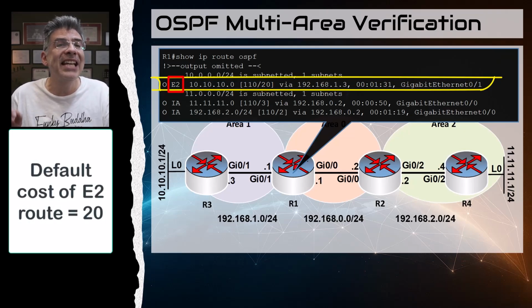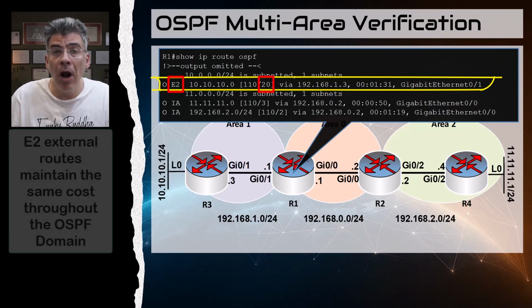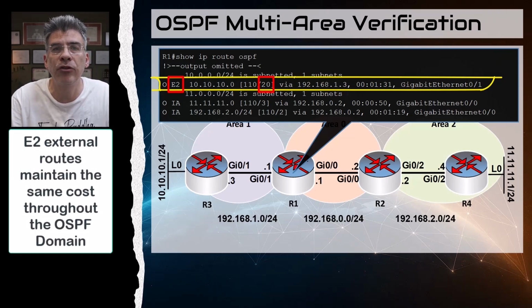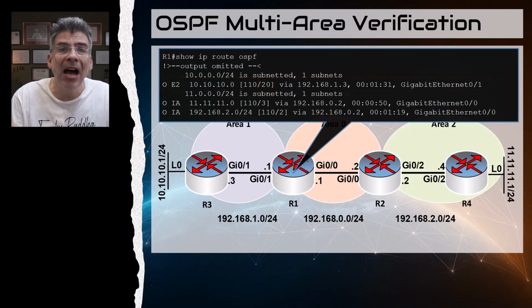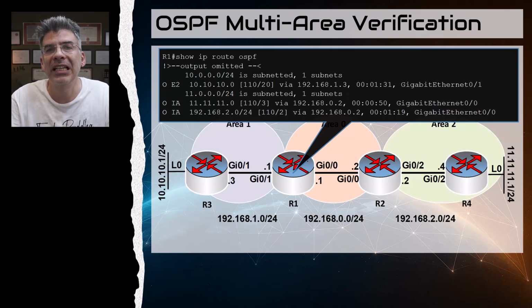Now, because this is a type 2 external route, as it is propagated further into the OSPF domain, this metric of 20 will remain the same. I won't explain why here, but we'll talk more about external routes in a future video. Just keep that in mind as we look at other routing tables.